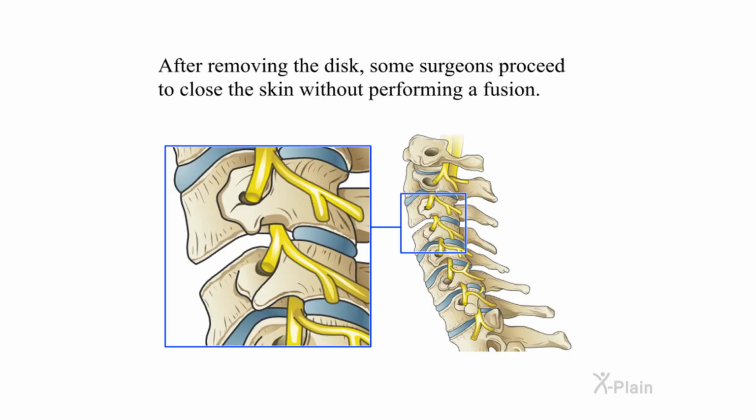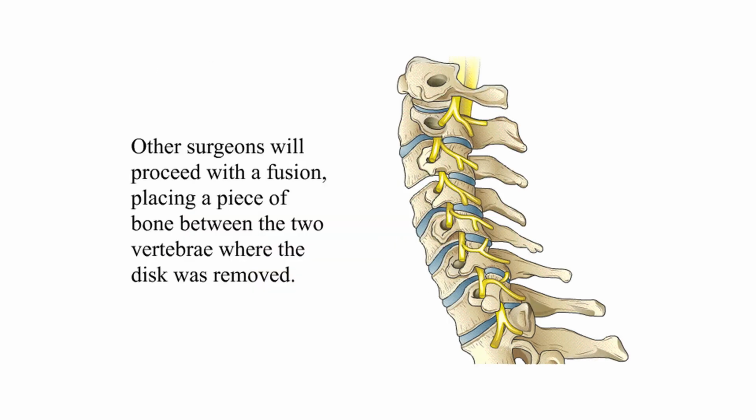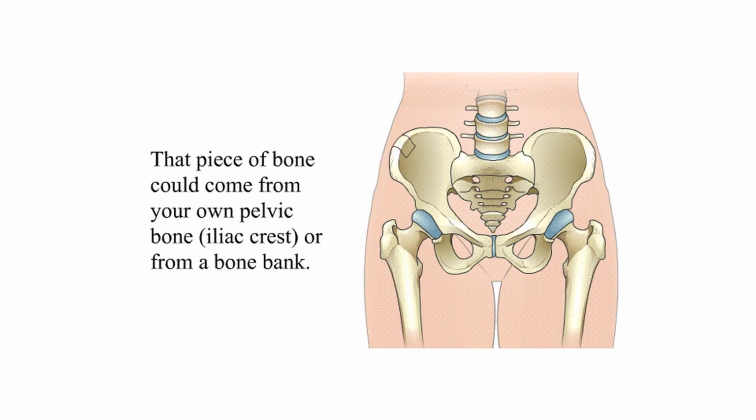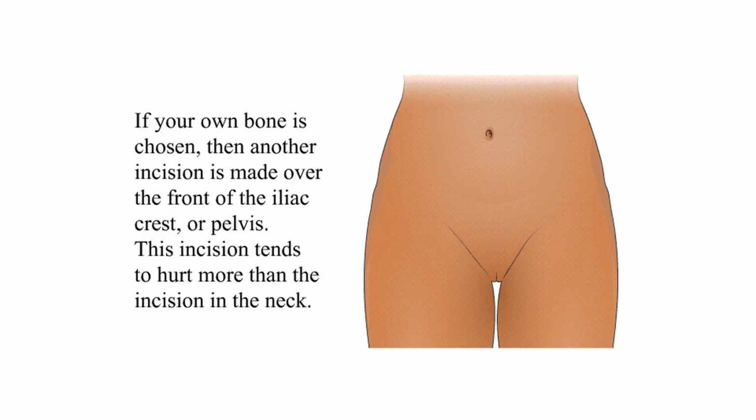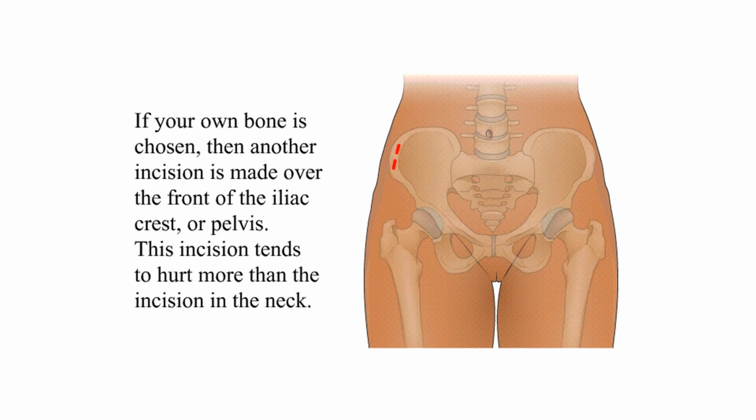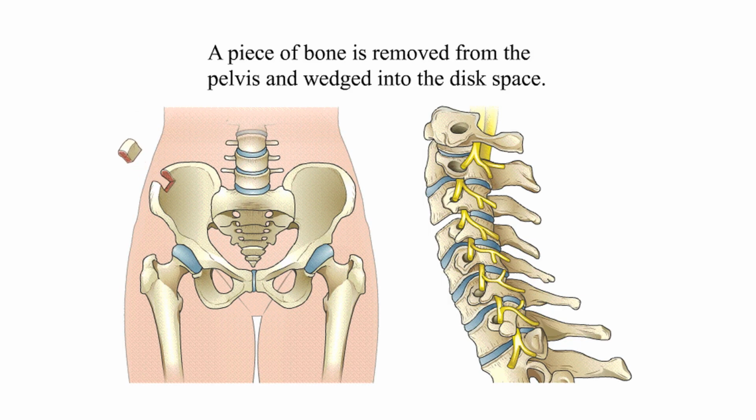After removing the disc, some surgeons proceed to close the skin without performing a fusion. Other surgeons will proceed with the fusion, placing a piece of bone between the two vertebrae where the disc was removed. That piece of bone could come from your own pelvic bone, iliac crest, or from a bone bank. If your own bone is chosen, then another incision is made over the front of the iliac crest or pelvis. This incision tends to hurt more than the incision in the neck. A piece of bone is removed from the pelvis and wedged into the disc space.